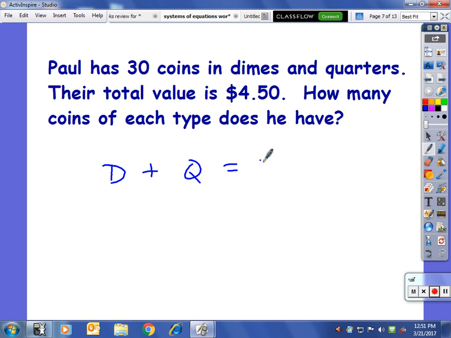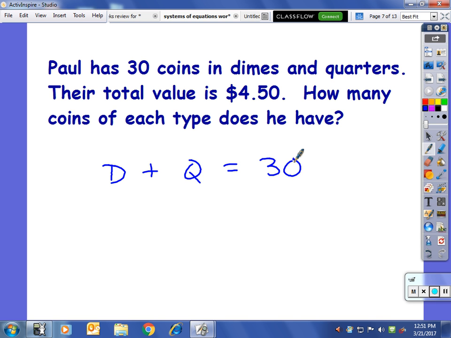D plus Q equals 30. He has 30 dimes and quarters. That has nothing to do with how much money. That equation never said how much money he had. It just said he has 30 coins. He has 30 things in front of him. Now, the next equation is about how much money he's got.